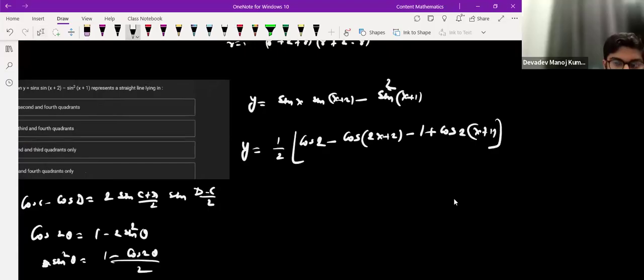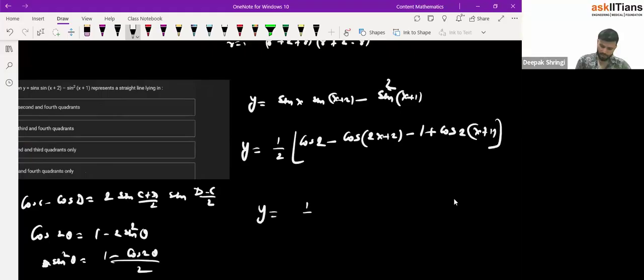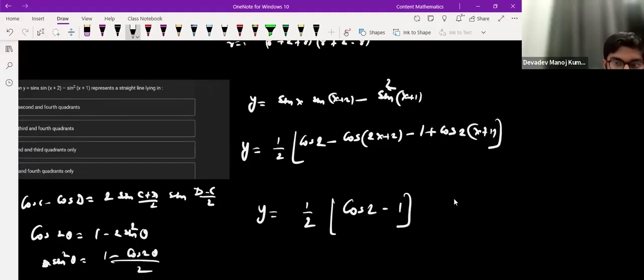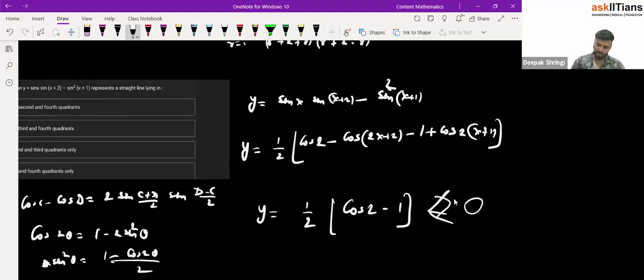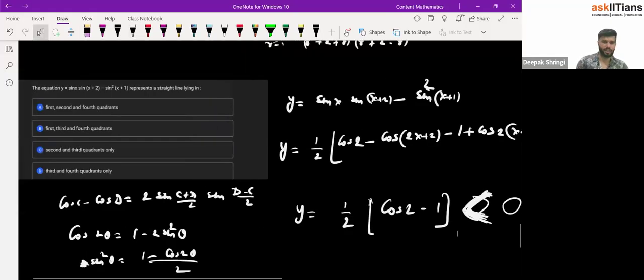Understood, solve done. So y equal to what came, half times of cos 2 minus 1, right, correct. And that is always what, sorry, always what, negative, my bad. Cos whatever is always less than 1, that's always negative. So guys, whatever value of x you put, y is always negative. Where is y always negative? It is in the third and fourth quadrant, right, correct. So your answer will be third and fourth quadrant, understood?